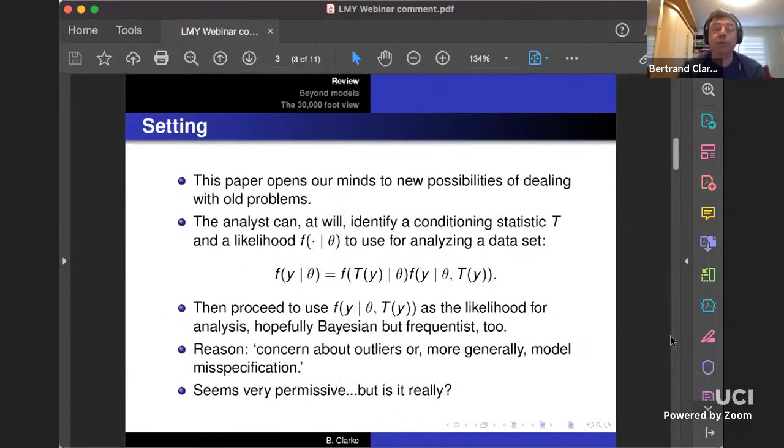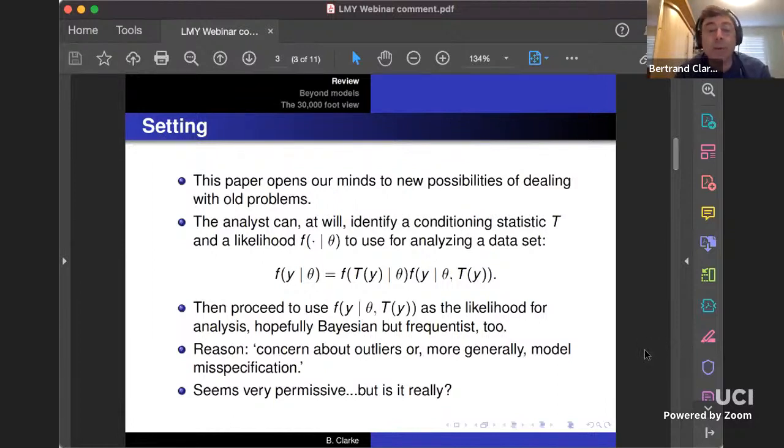So, a quick review of the high points from perhaps a more philosophical level. As I see it, this paper opens our minds to new possibilities of dealing with old problems. That is to say, we're not limited to the model being the likelihood, the way we perhaps were taught as undergraduates or graduate students. And I'm going to phrase this a little bit more generally than Steve did, but I'll say it as: the analyst can essentially at will identify a conditioning statistic T and a likelihood to use for analyzing a data set. And I've just copied that equation from their paper. And then you can just proceed to use a likelihood.